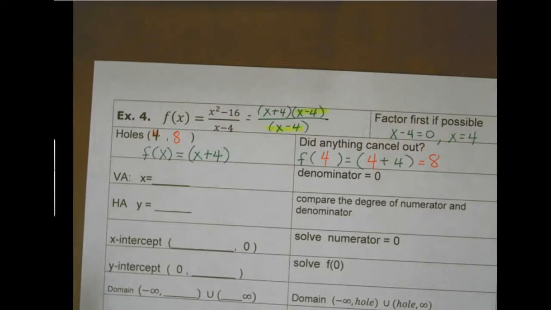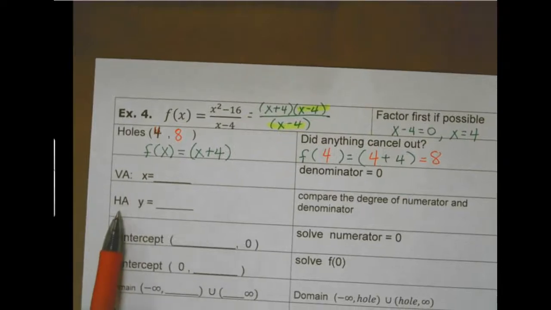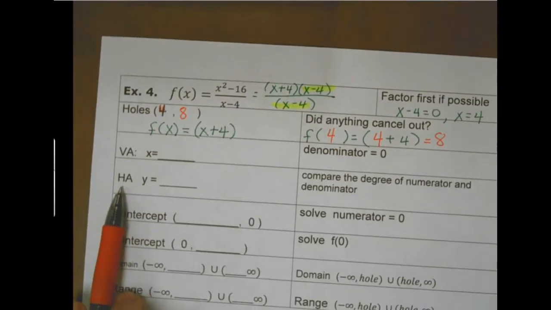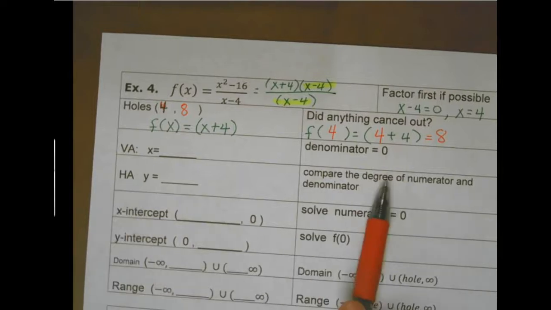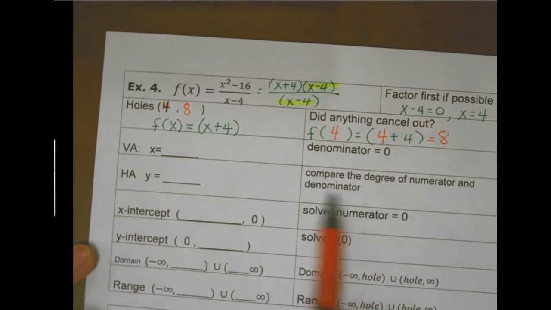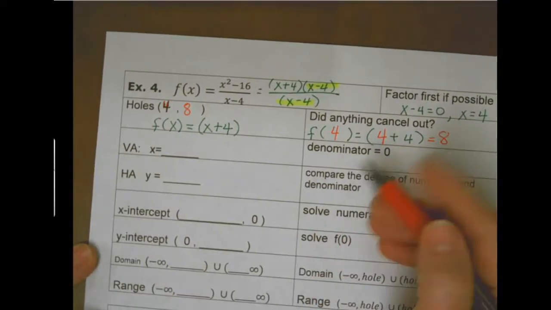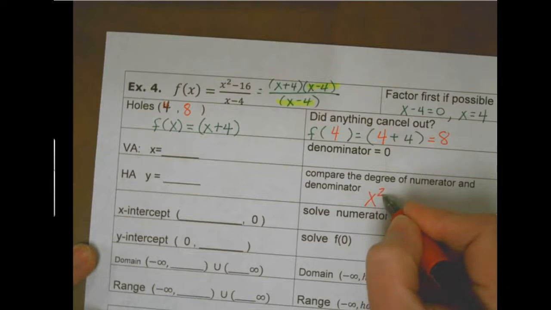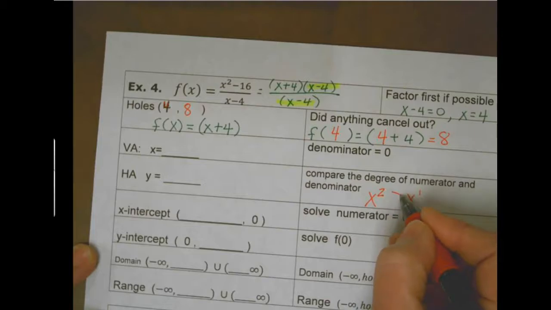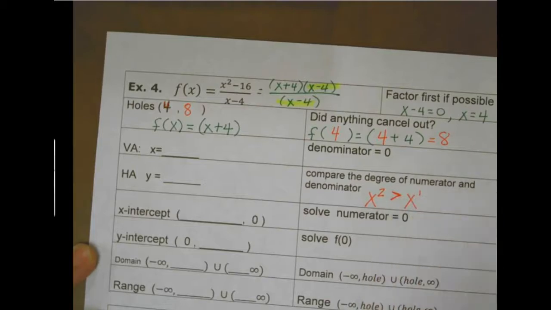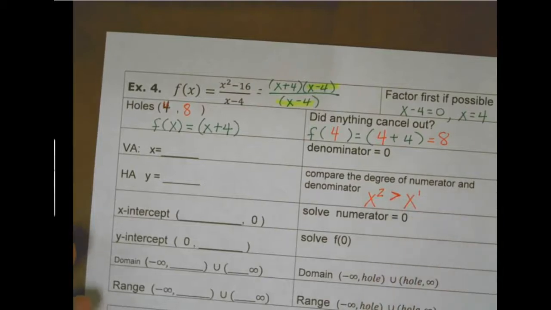We figured out the vertical asymptote yesterday. We're going to figure out the horizontal asymptote at this time. To figure out the horizontal asymptote, you compare the degree of the numerator and the denominator. I have an x squared on top and an x to the first power on bottom. X squared is greater than x to the first power. What does my note say about that?